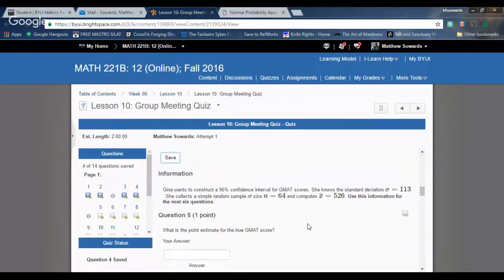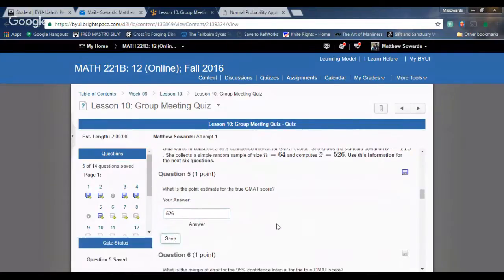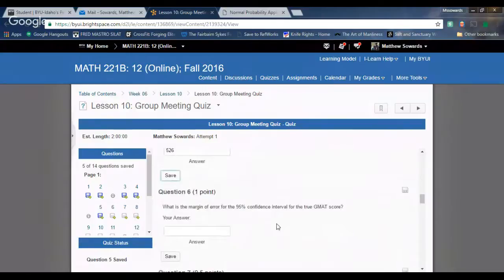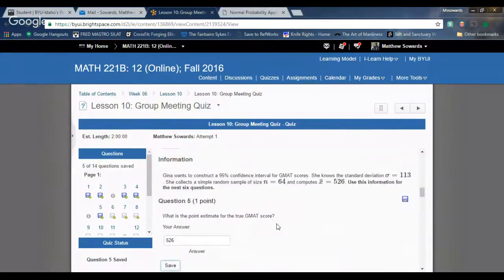All right, moving on. Question 5. Gina wants to construct a 95% confidence interval of GMAT scores. She knows the standard deviation of 113. She collects a simple random sample of 64 and computes a mean of 526. What is the point estimate for the true GMAT score? Cool. So that's going to be 526. That's our point estimate. What is the margin of error at a 95%?